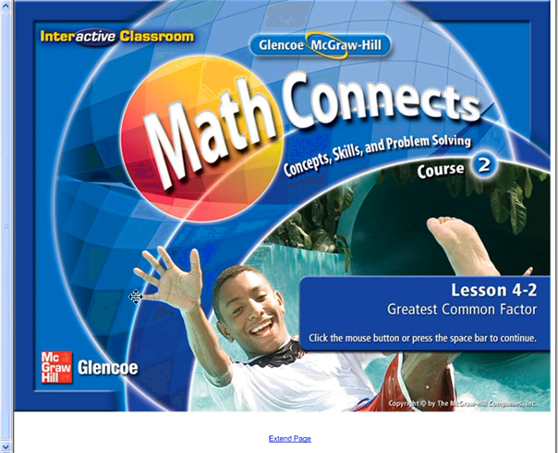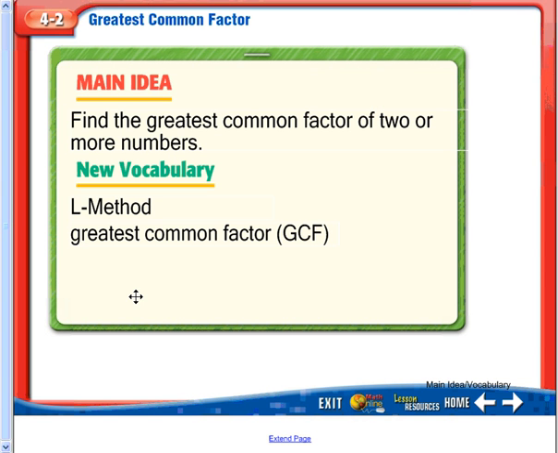In lesson 4-2, we're going to be finding greatest common factors of two or more numbers. To find greatest common factors, we'll be using a method called the L method. Using the L method, we're going to be finding the greatest common factors, or the GCF.